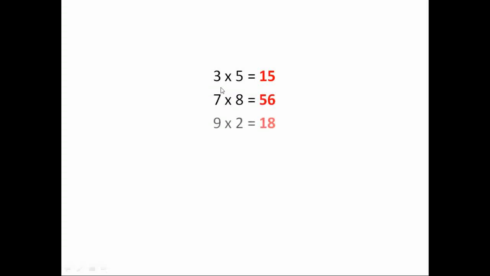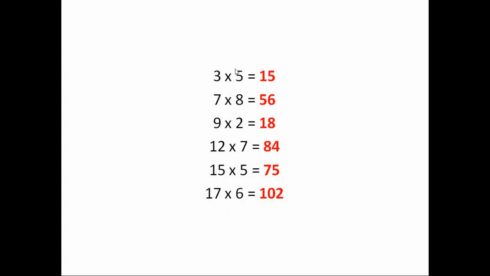Let's look at some more examples. So 3 times 5 will give us 15. 7 times 8 gives us 56. 9 times 2 gives us 18. 12 times 7 gives us 84. 15 times 5 gives us 75. 17 times 6 gives us 102.